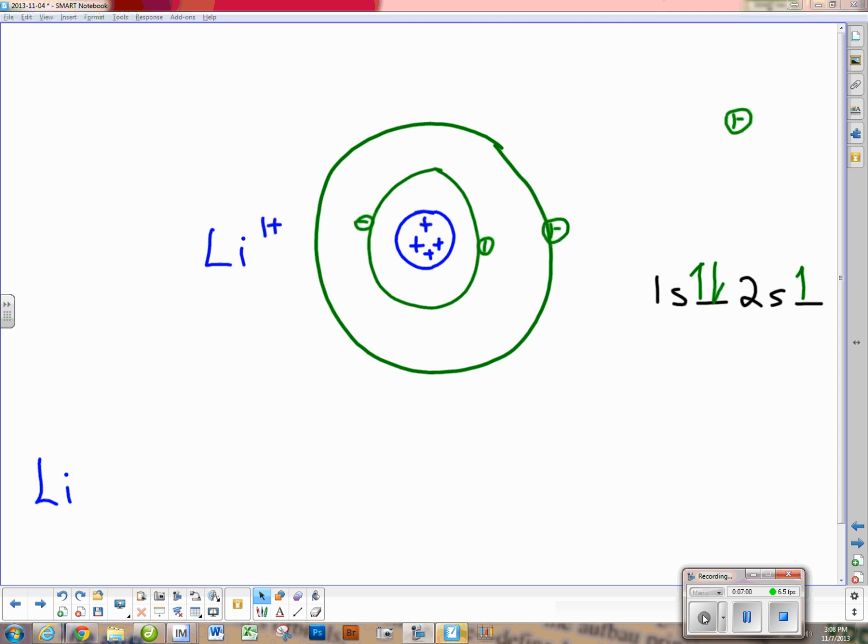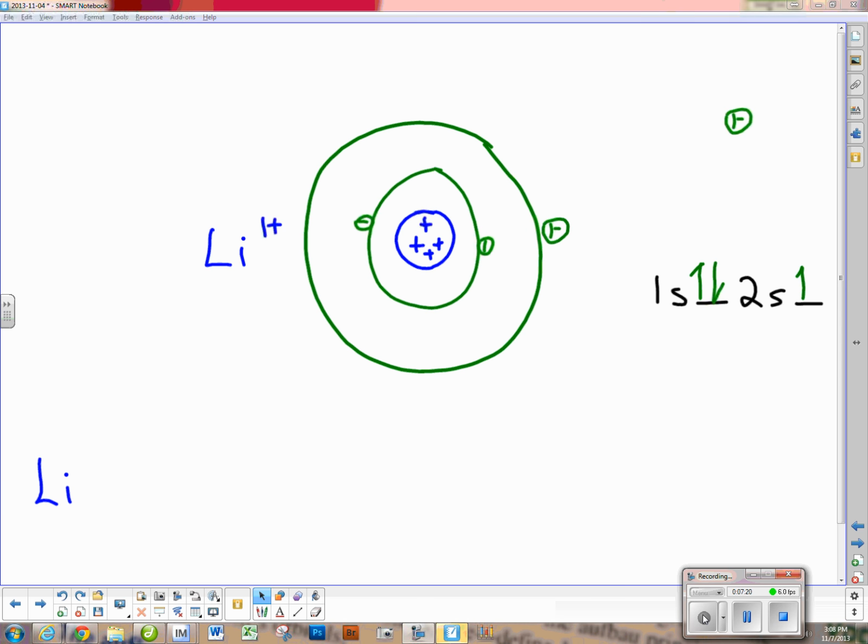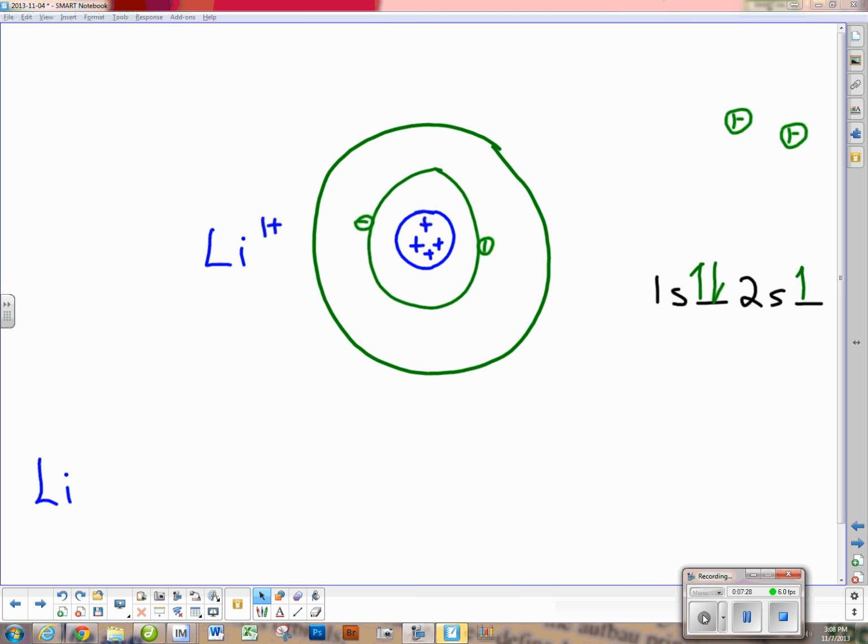Now, I haven't got him right yet, do I? If he lost an electron, where does he lose it from? The valence shell. What's the valence shell? What principal energy level? 2. Okay, so that's this guy here, right? So, let's lose an electron. This circle does not exist. It's just a line that we draw.